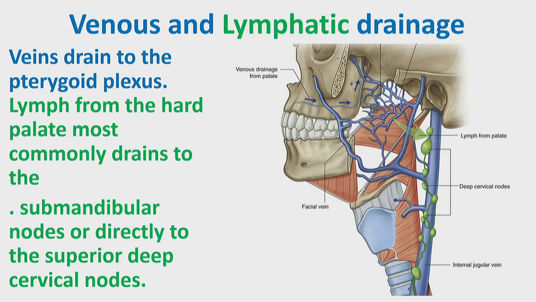Regarding the venous and lymphatic drainage, as we said, the venous drainage goes directly to the pterygoid venous plexus. This pterygoid venous plexus is a very important plexus. Most of the orofacial region drains to this plexus, which is located in the infratemporal fossa. It's a very important deep region in the head that next week we are going to discuss, the infratemporal and pterygopalatine fossa.